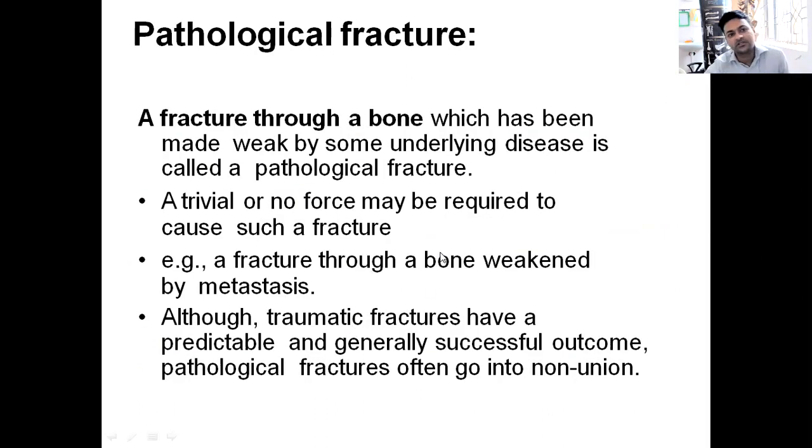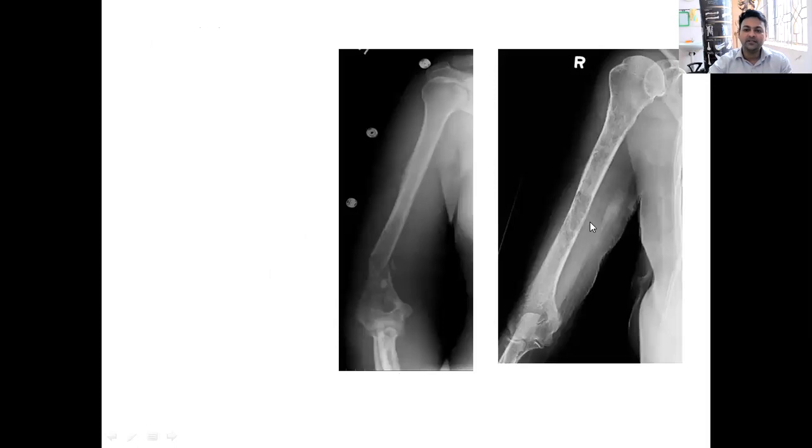A pathological fracture is a fracture through a bone which has been made weak by some underlying disease. A trivial or no force may be required to cause such a fracture. Here the bone is weakened and it can break anytime. An example is a fracture through a bone weakened by metastasis. Although traumatic fractures have a predictable and generally successful outcome, pathological fractures often go into non-union. Here you can see a weakened bone due to some metabolic disorder, and you can see a pathological fracture in the weakened area of the bone.